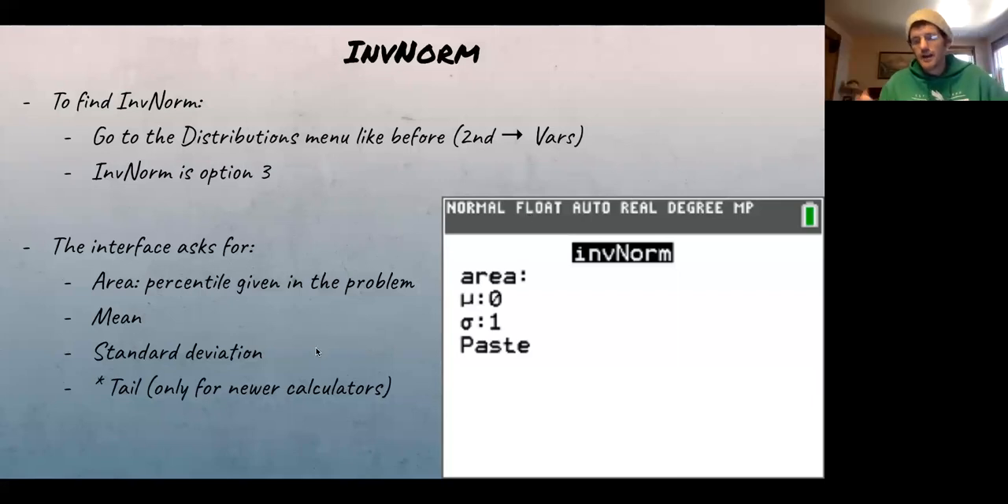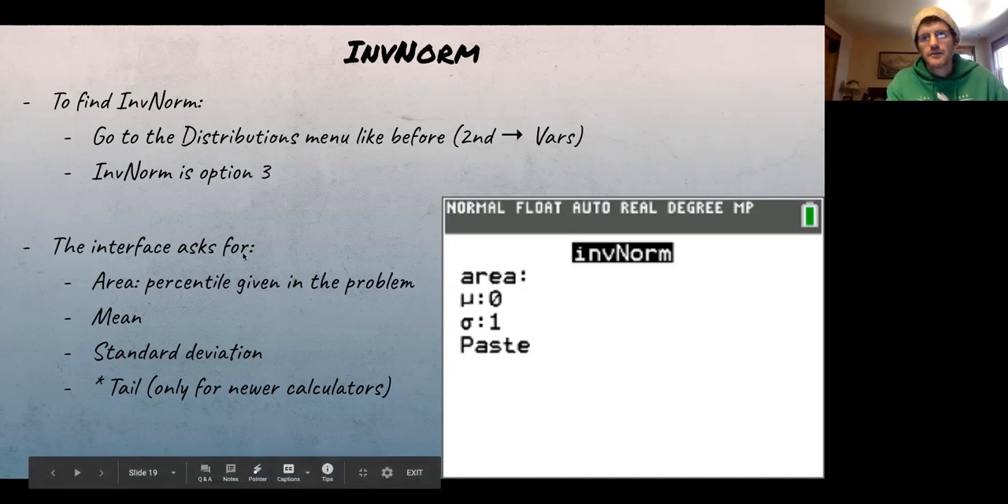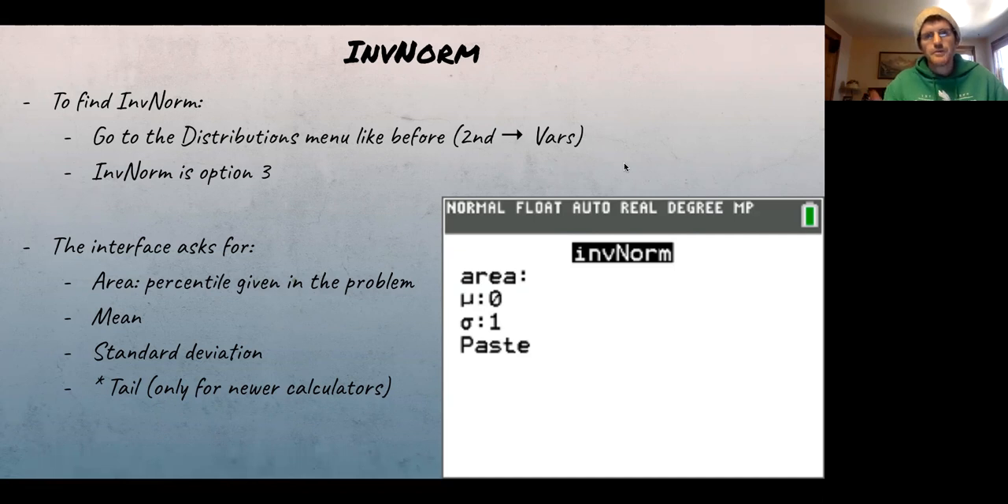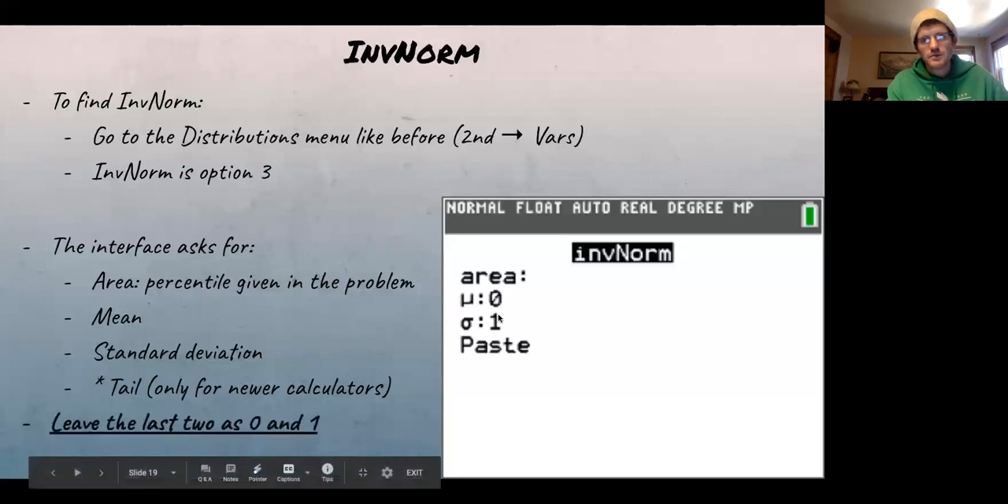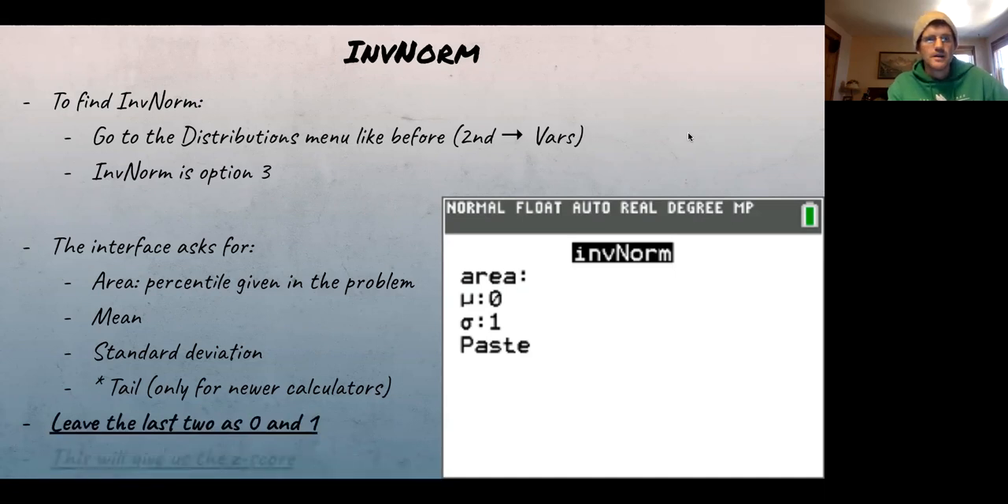Every one of us with the yellow school calculator is going to have a left tail, and I'll explain what that means in a second. For the first problem, it won't matter, but you'll want to keep it at left tail. I think it will remember the last tail that was used, so if someone else used that calculator and the last one they did was a right tail, that's what it would be. And of course, these two parameters will stay at 0 and 1. Never, ever, ever change those. When we finish with this calculation, it's going to give us the z-score. So that will make sense here.